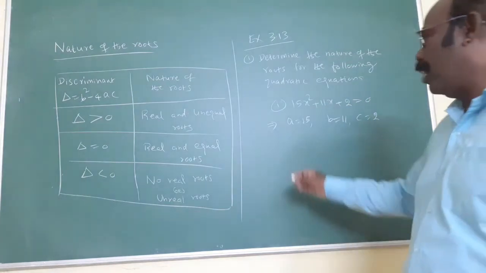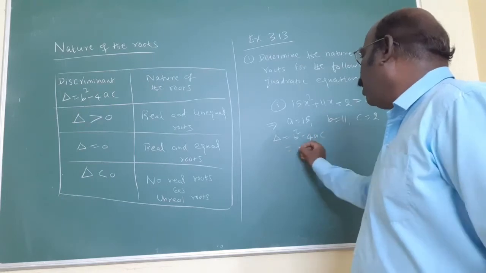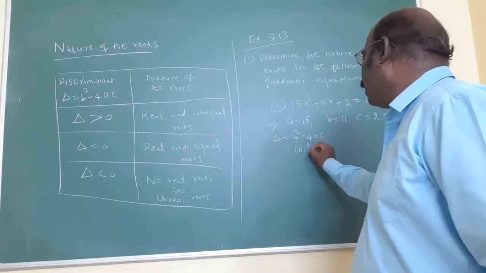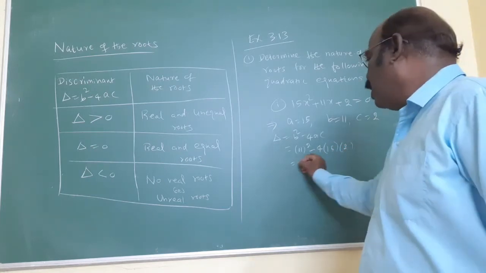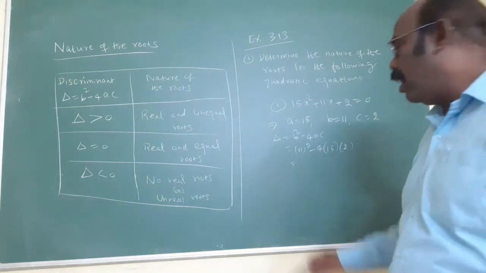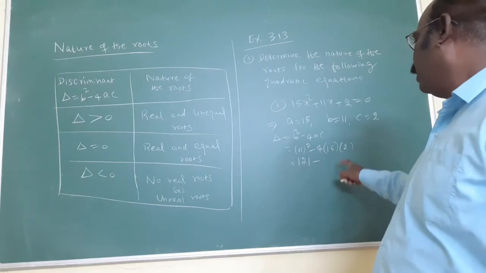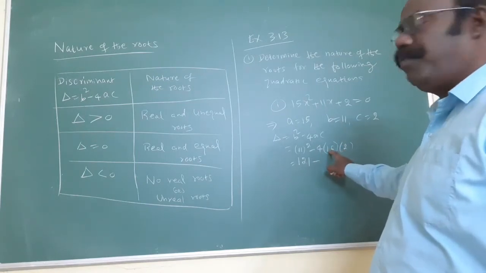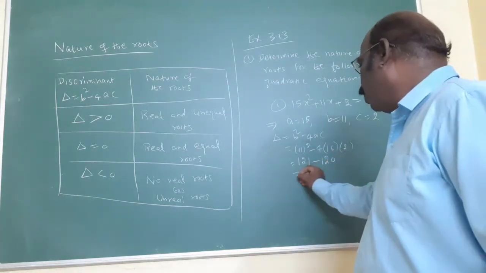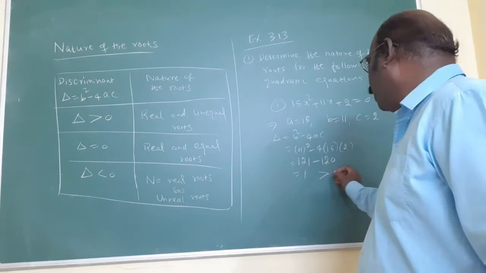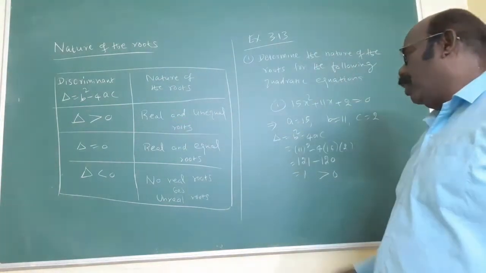That's very important. Now consider delta equal to, this is the formula: b squared, 11 squared, minus 4 into a, which is 15, into c, which is 2. 11 squared means 11 elevens are 121. Then 2 into 15 is 30, 30 into 4 is 120. Equal to what? 1. It's always positive, greater than 0. So first formula. Am I right? What is the answer?